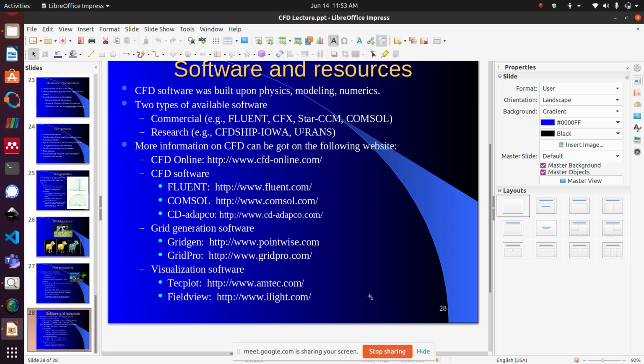So, what are the currently available CFD softwares? There are so many of them. But very popular commercial softwares are Fluent, CFX. Fluent is a component in ANSYS. Fluent, CFX, Comsol, and so many others.